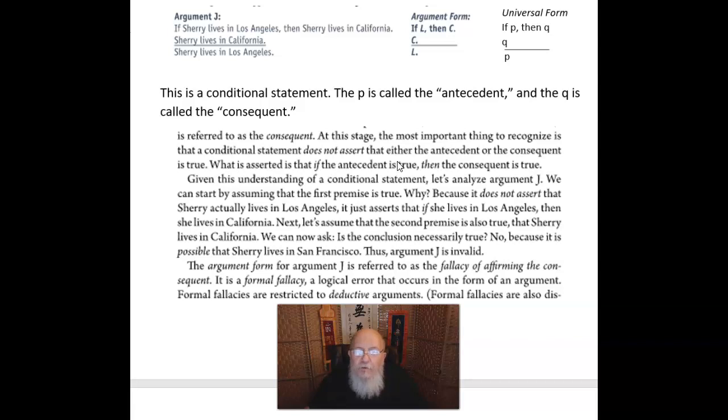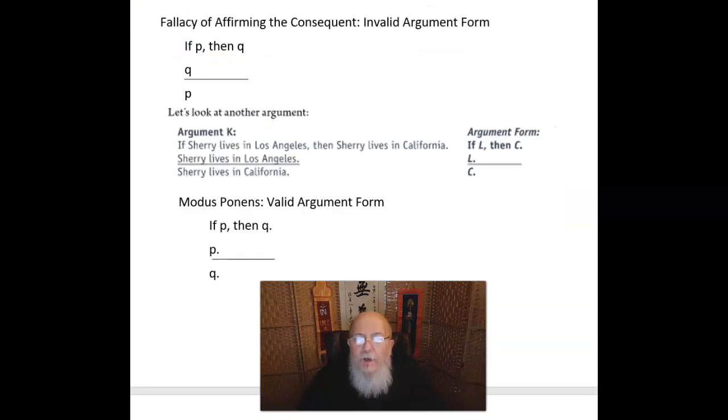The argument form for argument J is referred to as the fallacy of affirming the consequent. It is a formal fallacy, a logical error that occurs in the form of an argument, and formal fallacies are restricted to deductive arguments. So if we supplement our text and put it into universal form, if P then Q, Q therefore P, we can see the universal form of an invalid argument form, the fallacy of affirming the consequent.